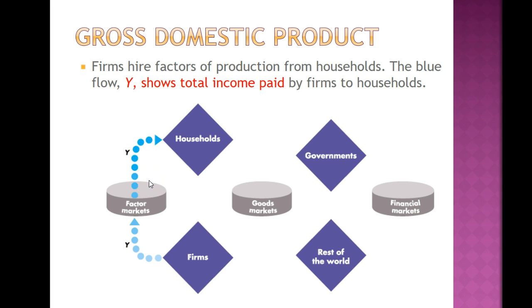To put that in plain English, when firms hire factors of production from households, this is like your labor, the factor market. So they're hiring the individual's talents to produce something. So this is what Y is. I'd like you to follow just like the blue line made itself right there. Draw the line from firms through factor markets up to households, and make sure you label it Y.